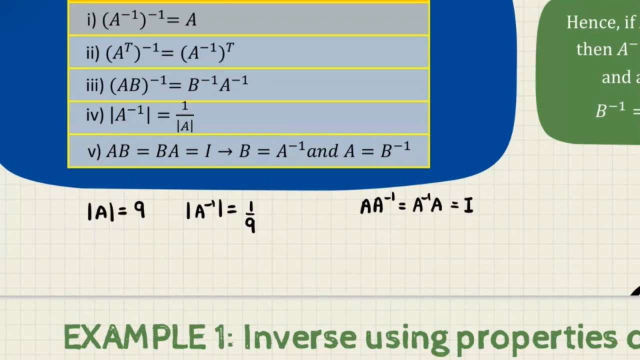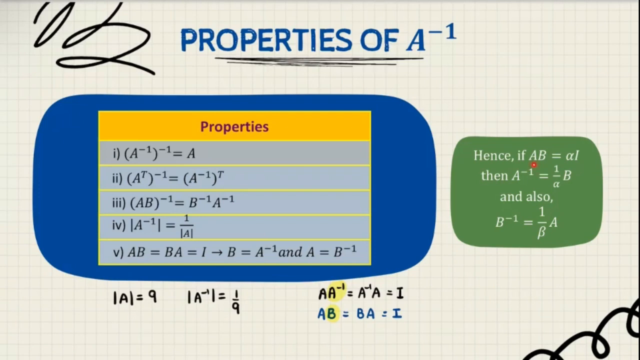So let's say bila kita darabkan dua matrix, A dengan matrix B. Okay, dan result kepada BA pun kita dapat value yang sama, which is equals to I. So kat sini if we compare, we can see that B is actually our A inverse.